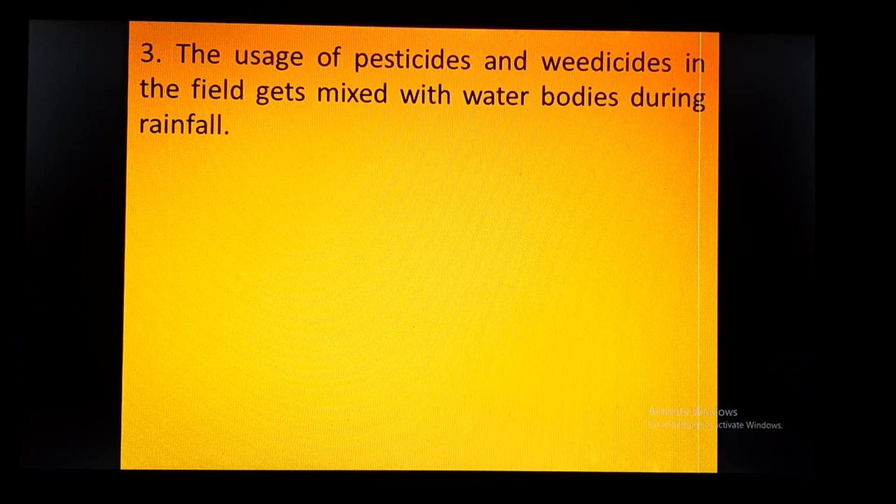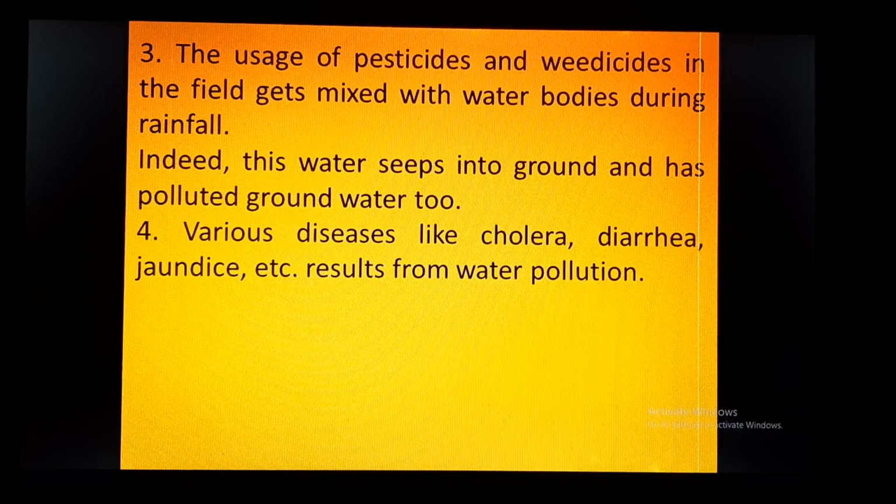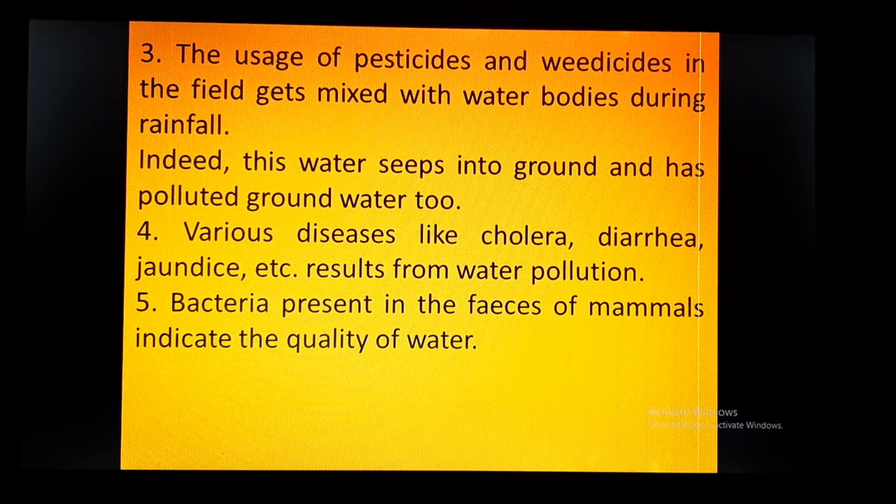It mixes with the water when the rainfall is there, and then it seeps into the groundwater, and hence the groundwater is also polluted. Various diseases like cholera, diarrhea, jaundice, etc. occur as a result of water pollution.